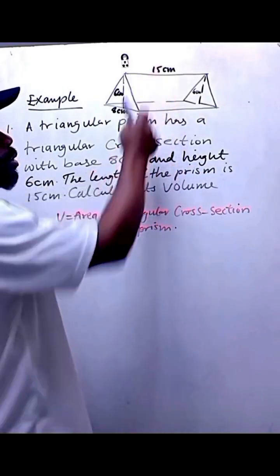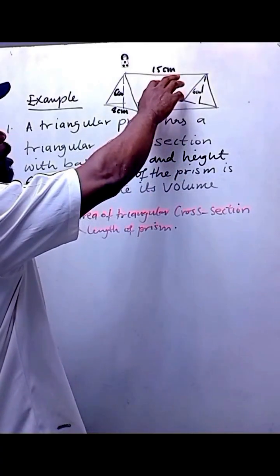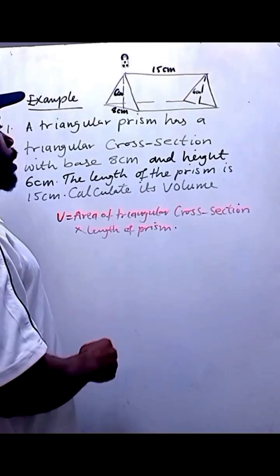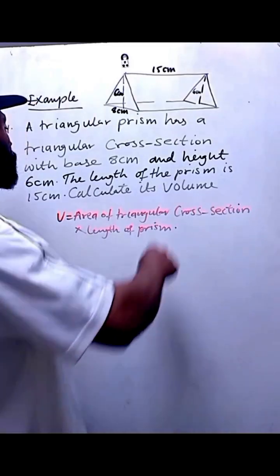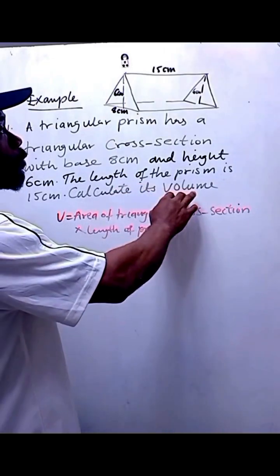This is a diagram representing the prism. The prism has a triangular cross section and the length of the prism is 15 centimeters. We are asked to calculate the volume of the prism.